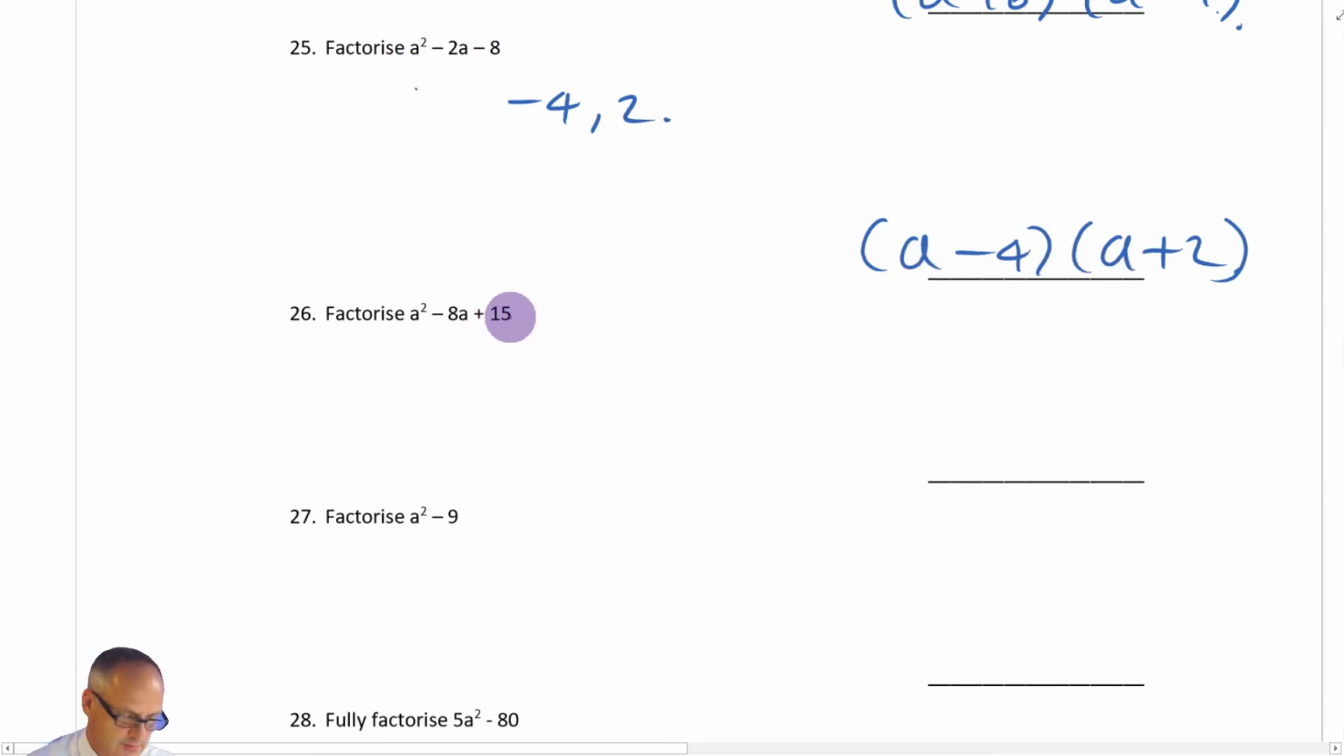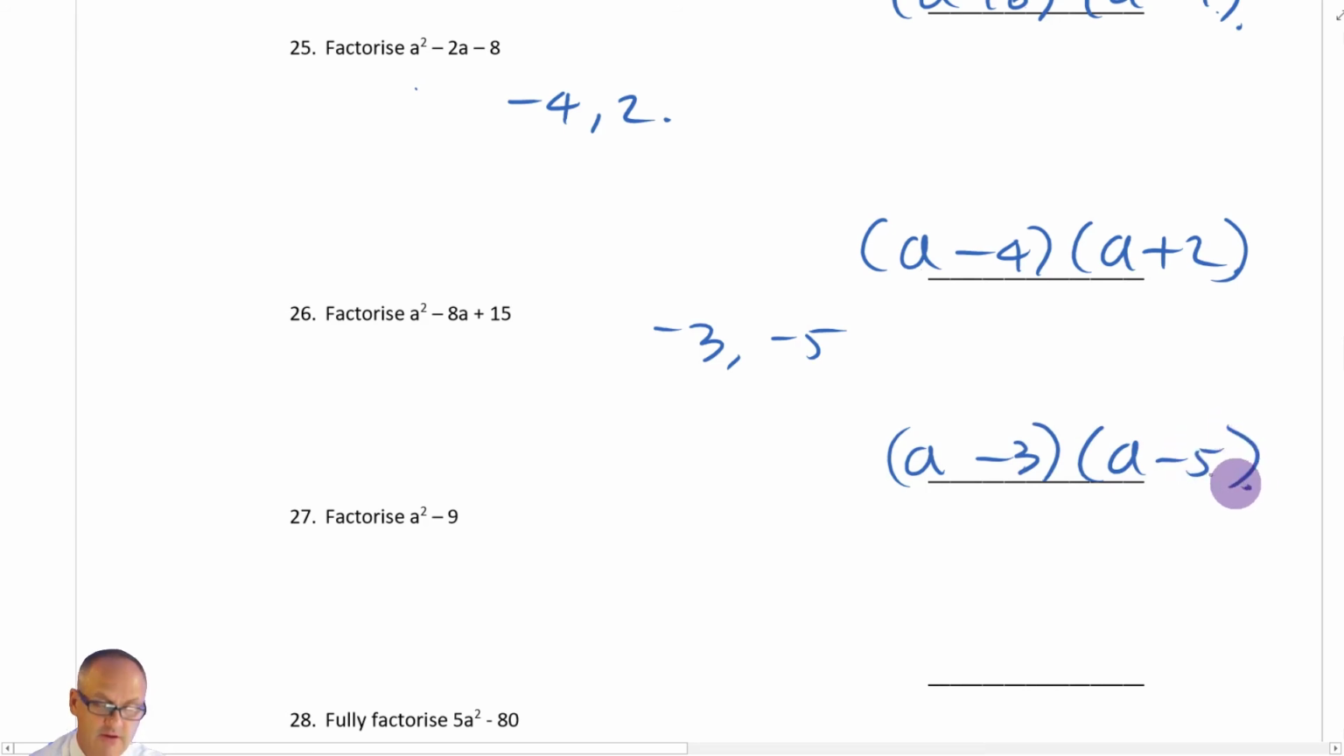This one, 2 numbers multiplied to give me 15, but combined to give me minus 8, are minus 3 and minus 5. You can see they add to give me minus 8, and they times together to give me plus 15. So I get a minus 3, a minus 5.